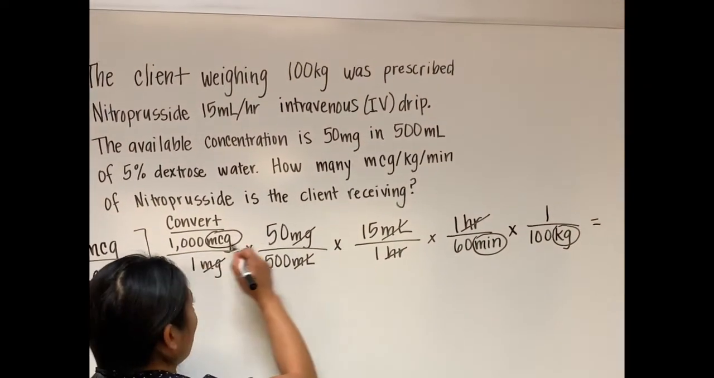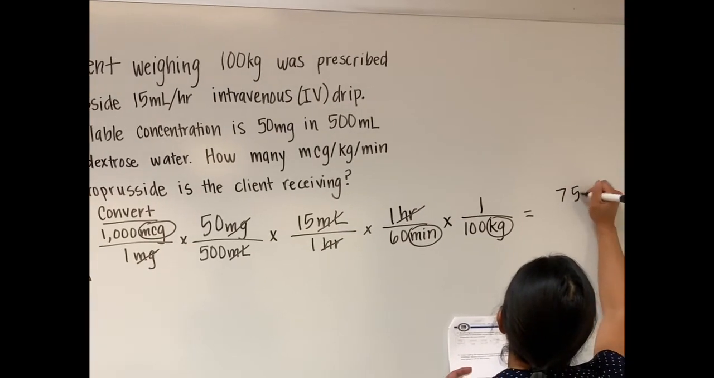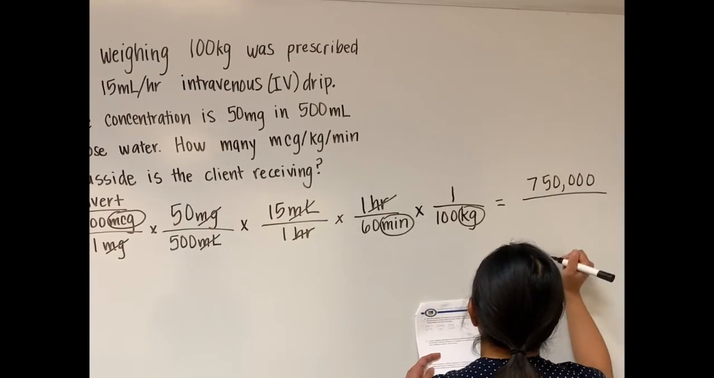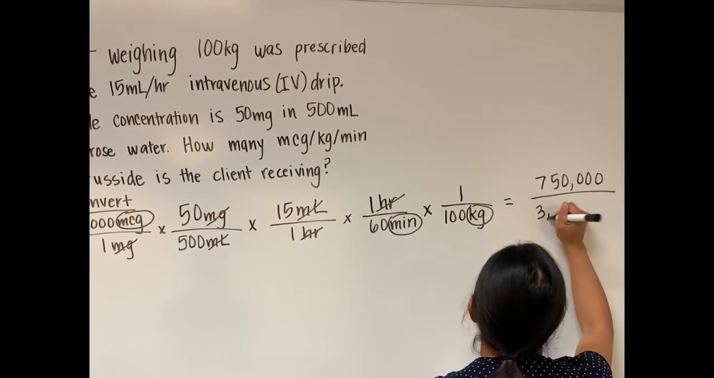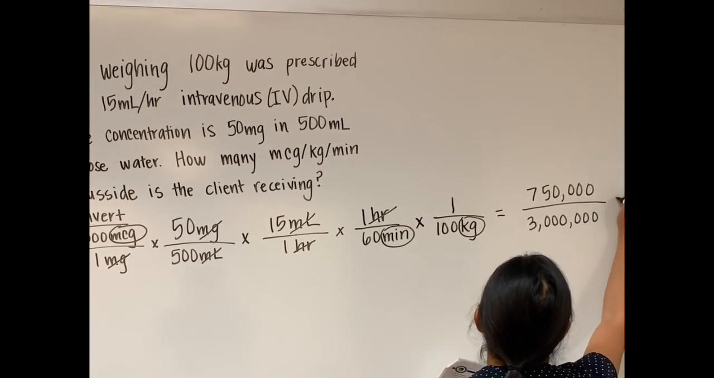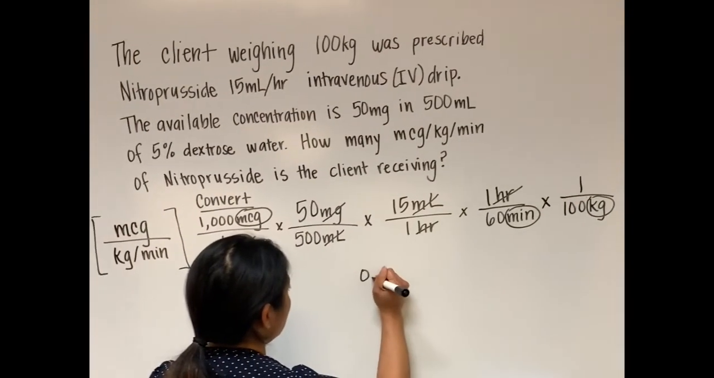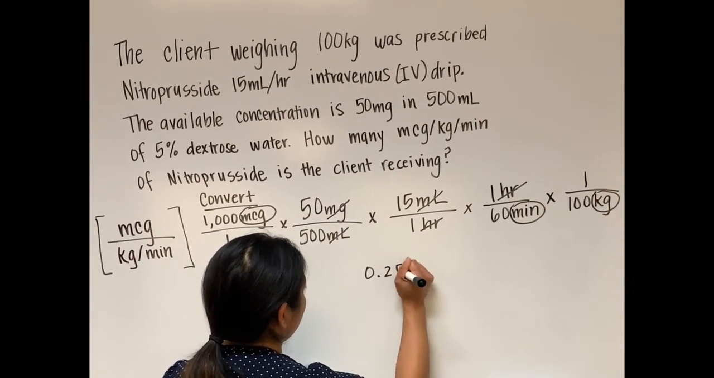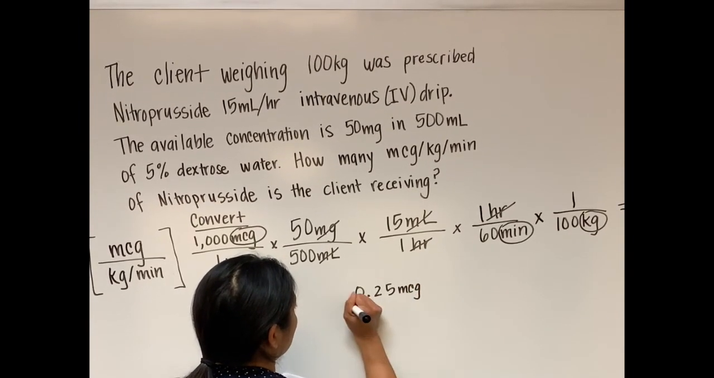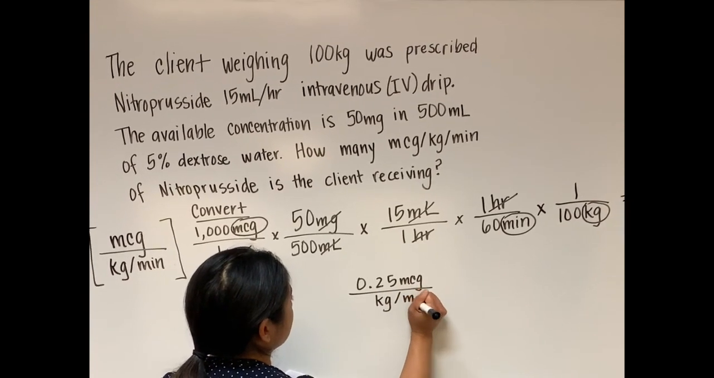When you multiply all of this across, you get 750,000 over 3 million. And your answer becomes 0.25 micrograms per kilograms per minute.